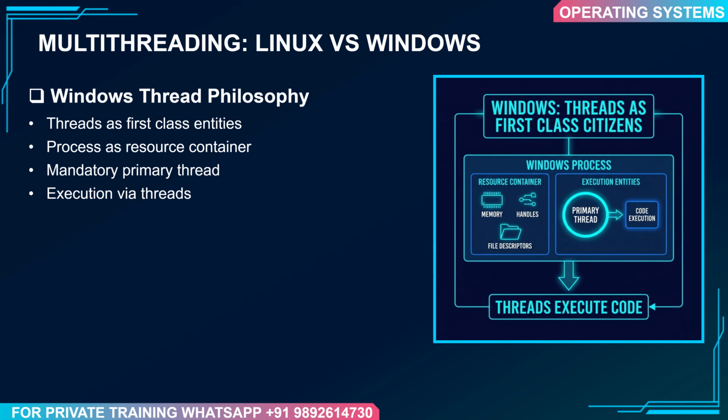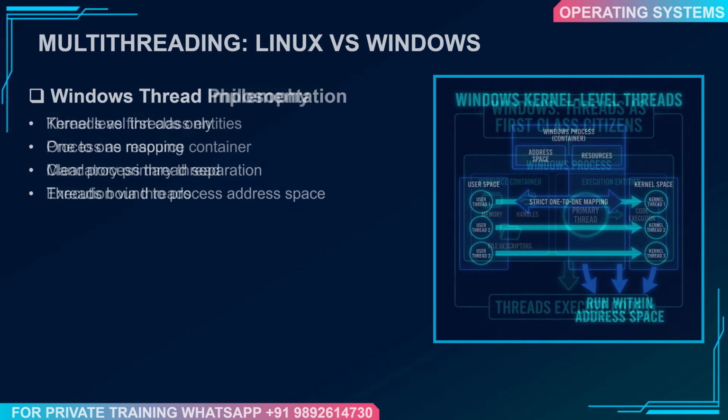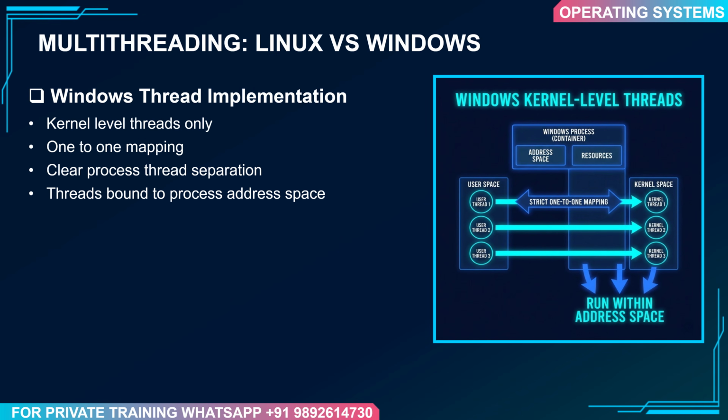Now let us switch to Windows and see how things differ. In Windows, threads are a core concept from the beginning. Windows was designed with threads as first-class citizens. A process in Windows is mainly a container for resources like memory and handles, while threads are the entities that actually execute code. Every Windows process has at least one thread, often called the primary thread. When a thread is created in Windows, it is always a kernel level thread. There is a strict one-to-one mapping between user threads and kernel threads.